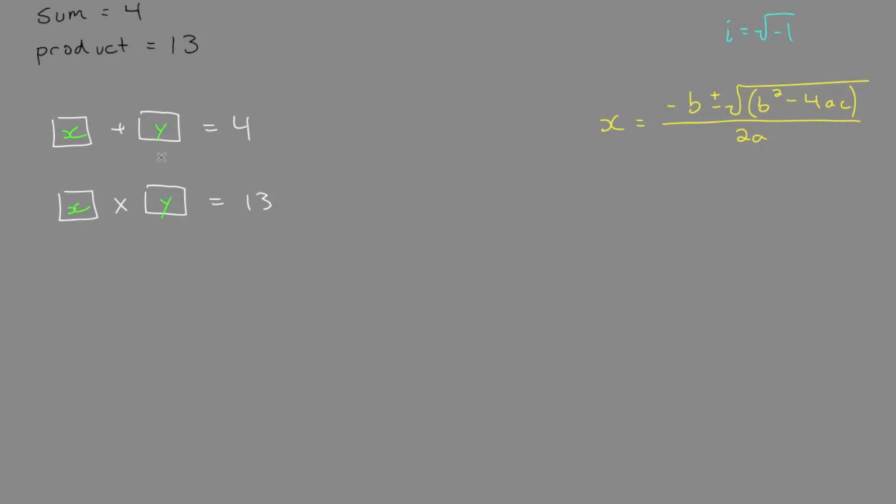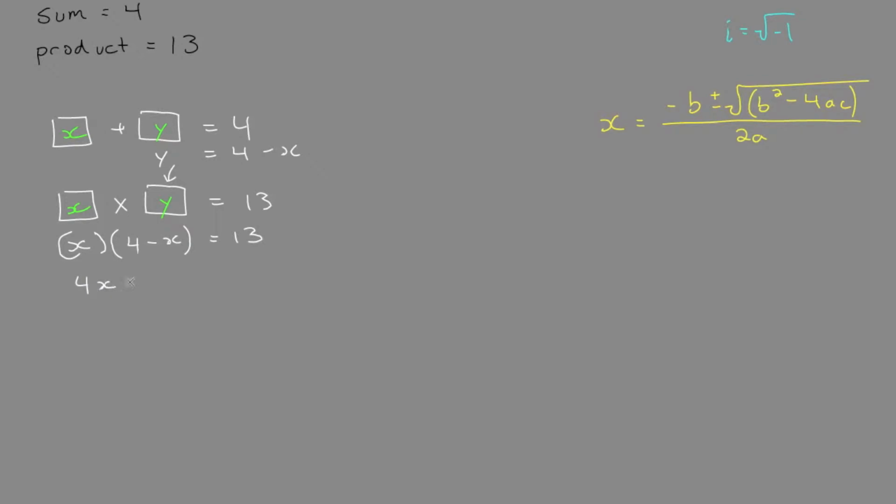So let's rearrange the first equation for y. We're isolating for y, and we'll sub that into the second equation. So y would be 4 minus x as we move x to the other side. And then we'll sub that in for this y. So this second equation would become x times y, which we determined to be 4 minus x, equals 13. And you could probably predict we'll get some quadratic.